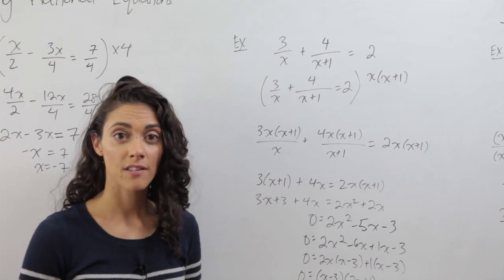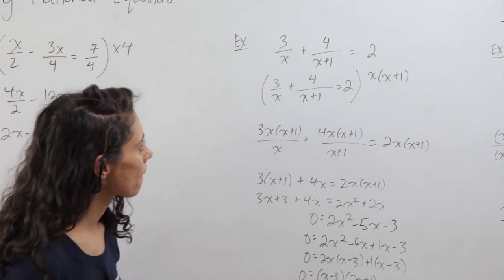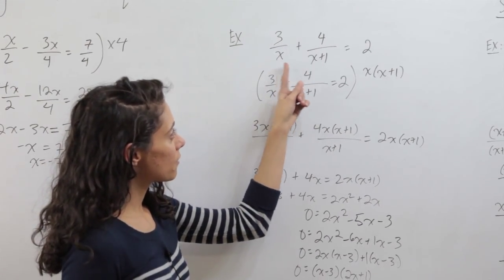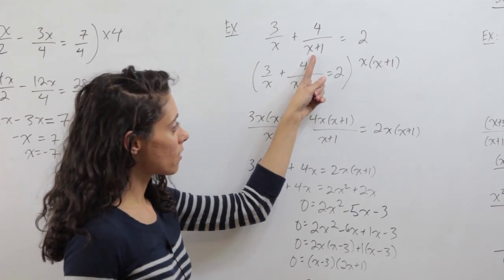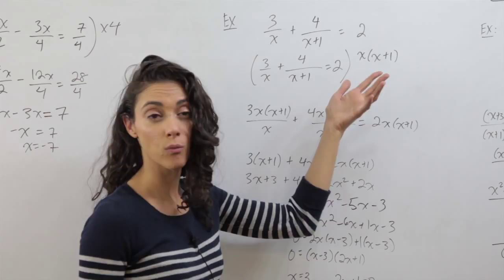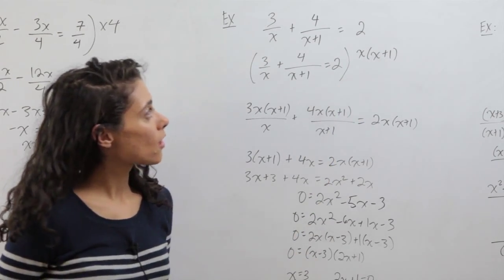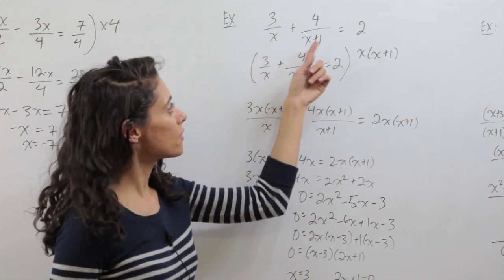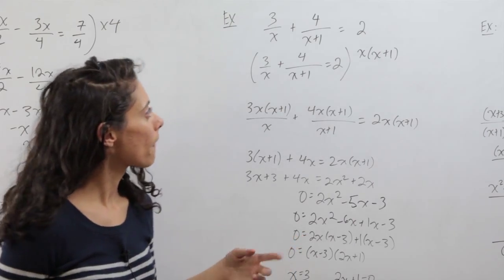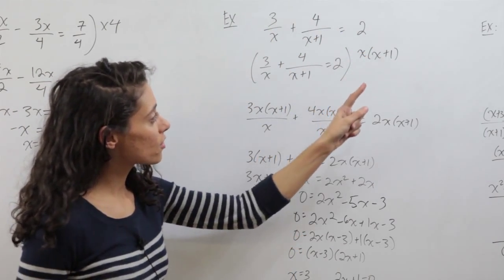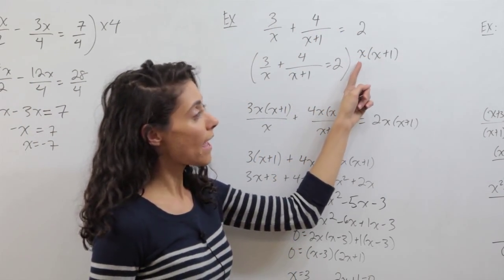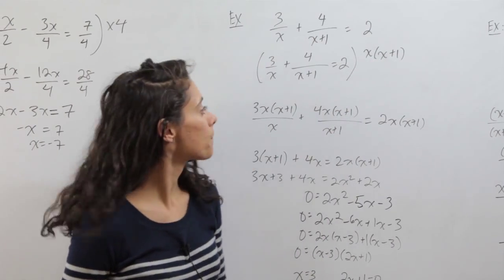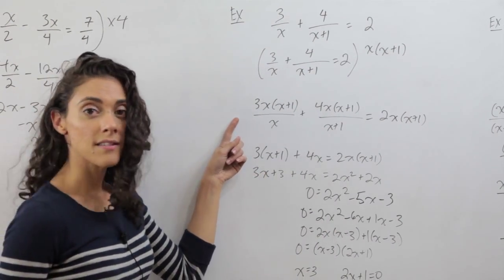This one's a bit trickier because our variable is in the denominator. If I look at each of the denominators, x, x plus 1, and technically that's 2 over 1, the lowest common denominator is simply multiplying these two together. It's the best I can do. So we're going to take this entire equation and multiply everything by x and by x plus 1. The result is on this next line.